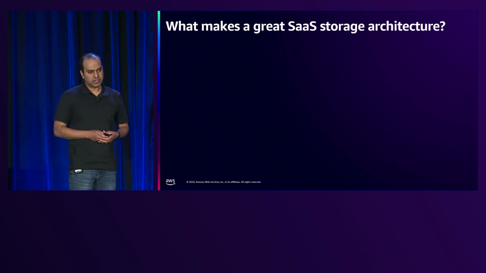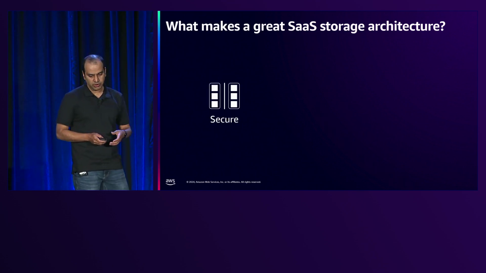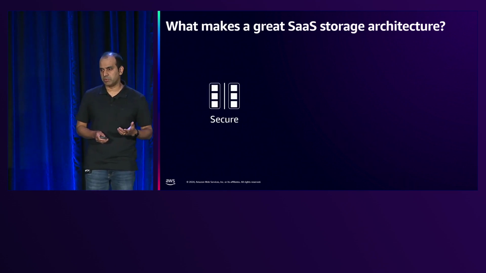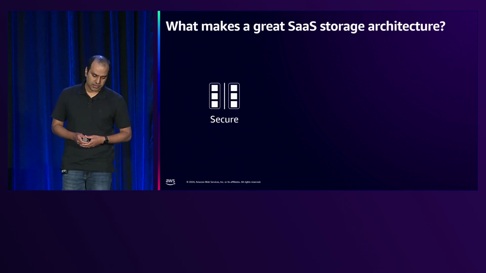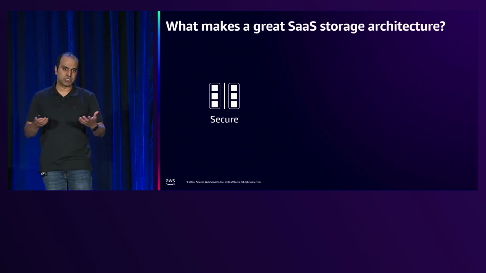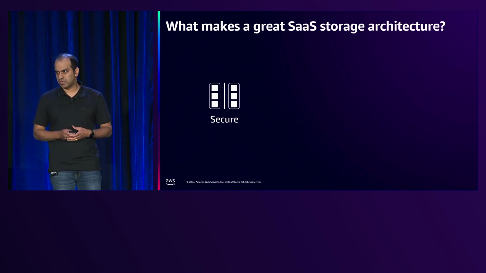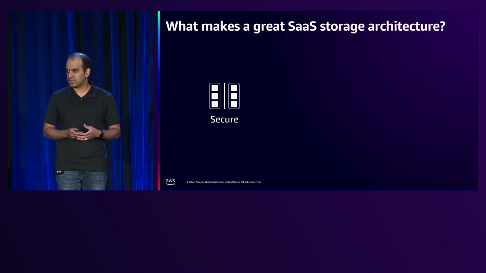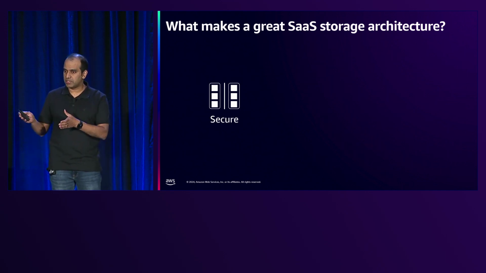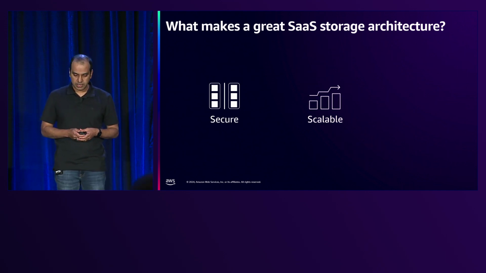So what are some of the factors that make a great SaaS storage architecture? The first one almost always is security. There are obviously foundational security principles that you'll have to apply in your AWS environment. But when we talk about a SaaS solution, security is really through the lens of the tenants or the workloads that the tenants are running in that system.